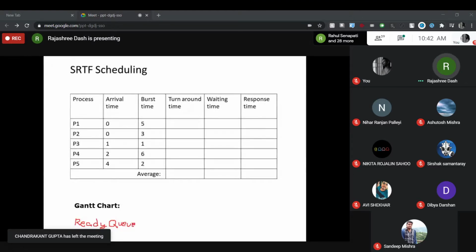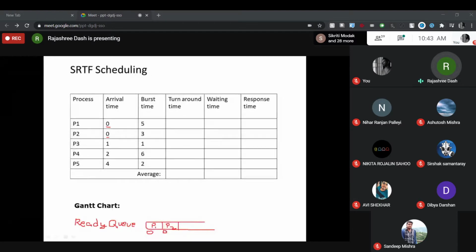So here, for P1, P2, the arrival time given is 0, 0. So that means initially at time 0, two processes enter into the ready queue. One is P1 and another process is P2. So at time 0, there are two processes in the ready queue, P1 and P2.